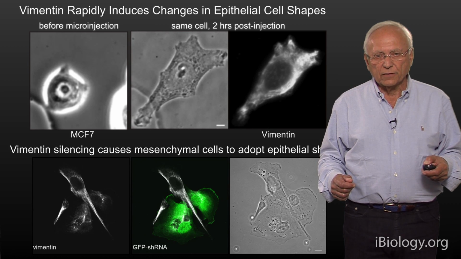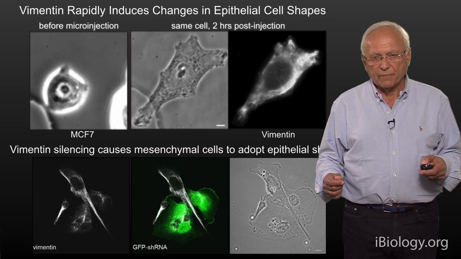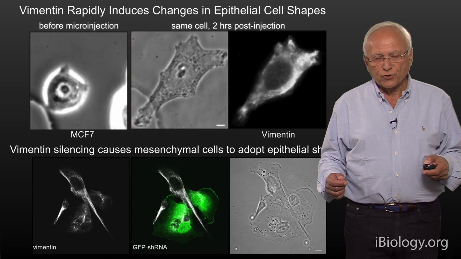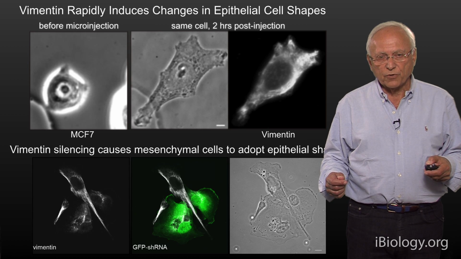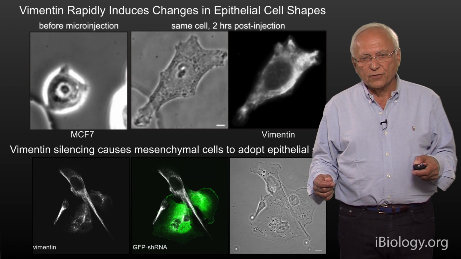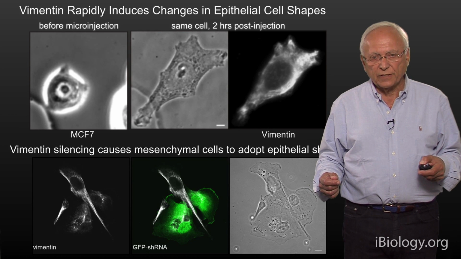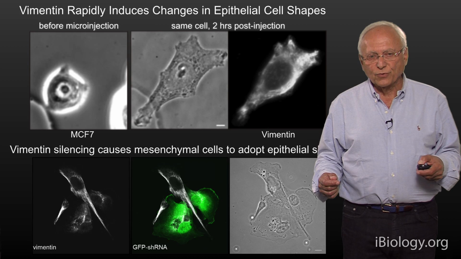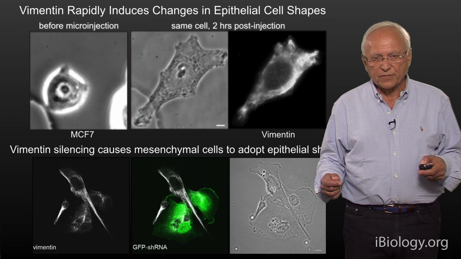And then in the middle panel, it's a cell just observed 2 hours after it was microinjected with bacterially expressed Vimentin, and then fixed and stained. So in a very short period of time, the cell changes its shape just due to the expression in the form of protein injection into the cytoplasm of an MCF7 cell. Eventually, that cell will recover its rounded shape because, in fact, Vimentin expression can't be sustained.